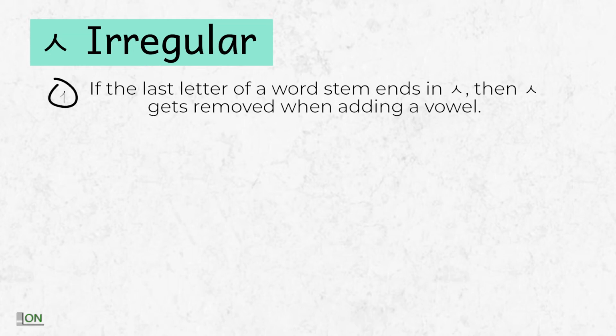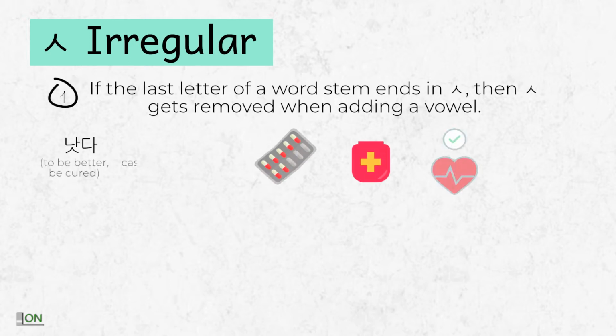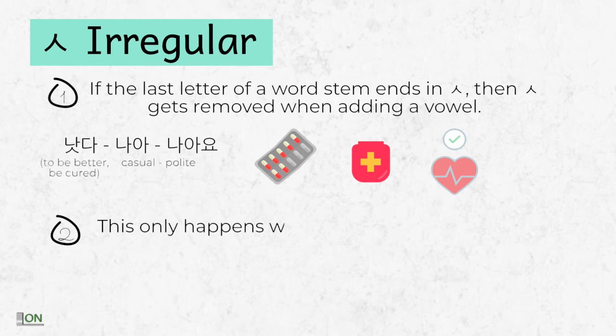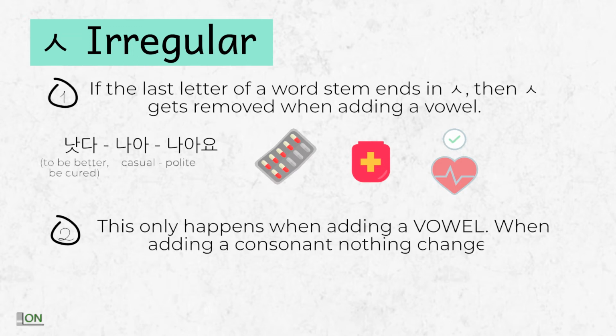For example, 낫다, to be better, to be cured. In casual, 나아. In polite, 나아요. This only happens when adding a vowel. When adding a consonant, nothing changes. 낫다, 낫습니다.